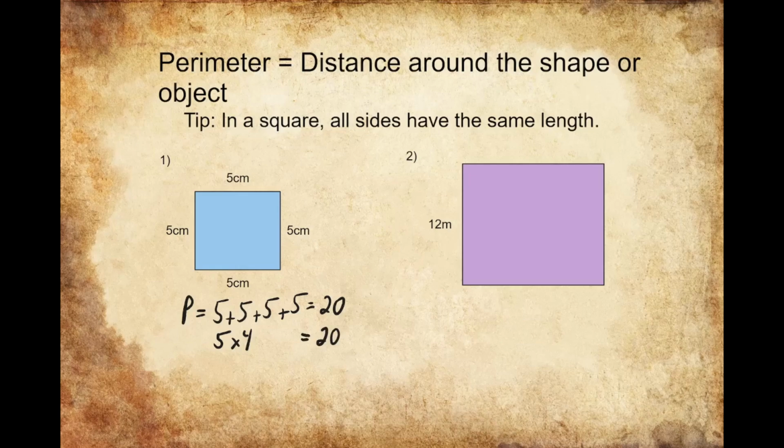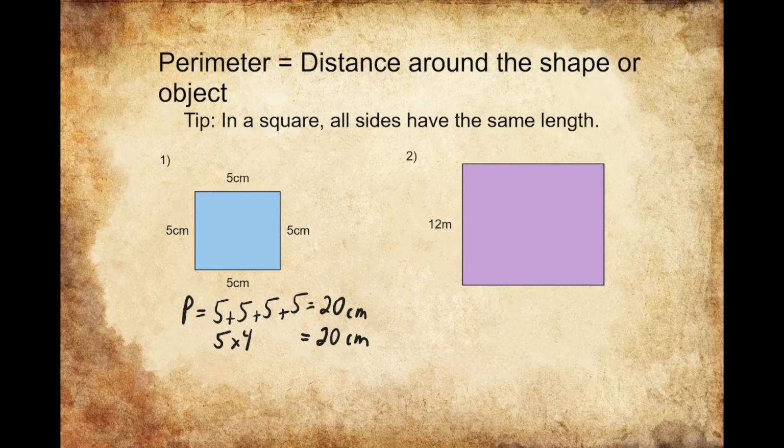The problem is, because we're looking at a distance, we can't just leave these 20s as is. We have to include our unit of measurement. In this case, our unit of measurement happens to be centimeters. So we'll put centimeters beside both of these. Then we know that the perimeter of the square is 20 centimeters around.